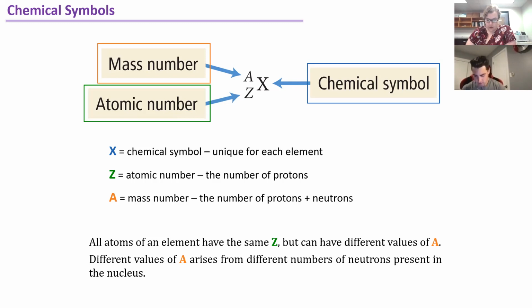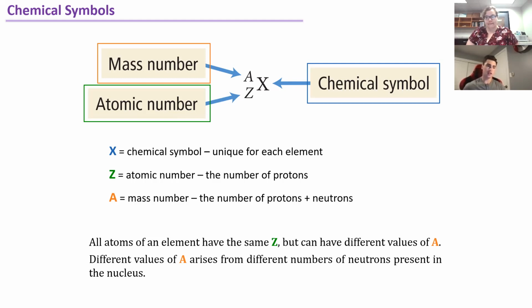So oxygen, what's the atomic number of oxygen? 15.99. That's the atomic mass. That's the mass number. So 8. That means oxygen has 8 protons, and that's how we define oxygen. So wherever you go in the universe, if you find an oxygen, you define it by having 8 protons. If you have an atom with 8 protons, it is oxygen.